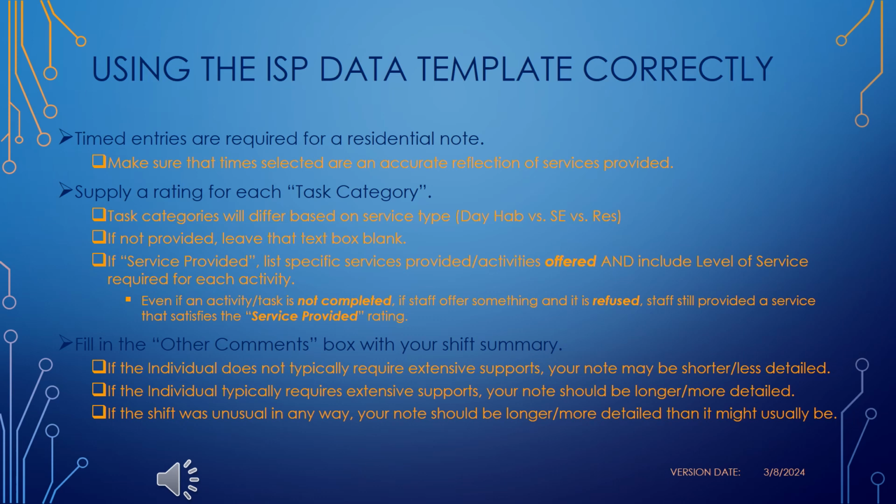If you're assisting someone fully in the bathroom, chances are you're not doing that once during your shift. You're doing it multiple times, 3 times, 4 times, 6 times. You would want to indicate how many times you provide that service during your shift in that shift summary. You should also be going through and providing additional detail. What does that full physical assistance look like?